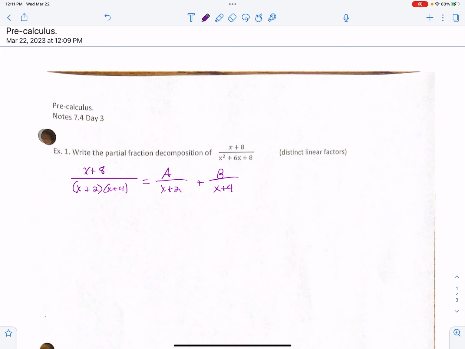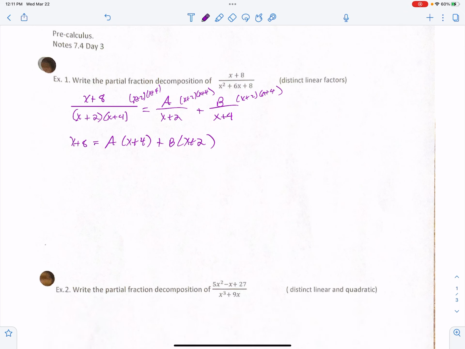So anyways, now clear the equation of the denominator by multiplying by the LCD, which is (x plus 2)(x plus 4), on each term. And we get x plus 8 equals A times (x plus 4) plus B times (x plus 2). And then you have two methods. You can expand and equate coefficients, or you can use convenient values.